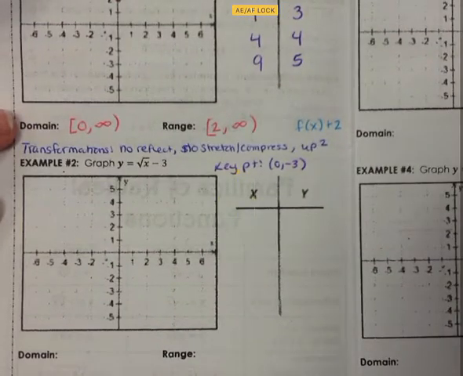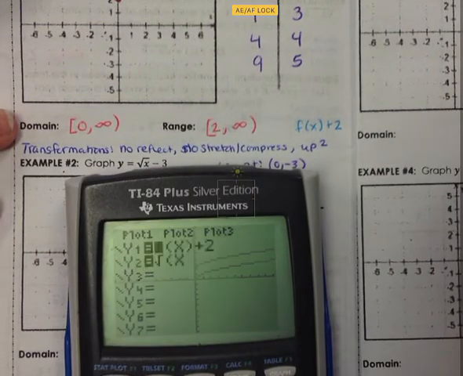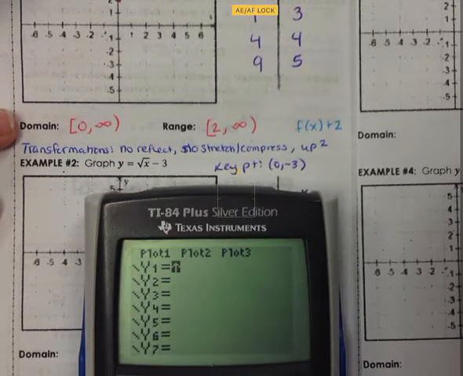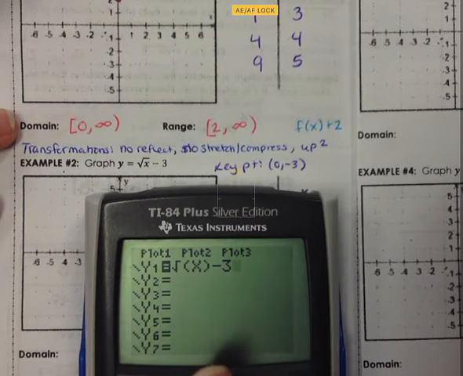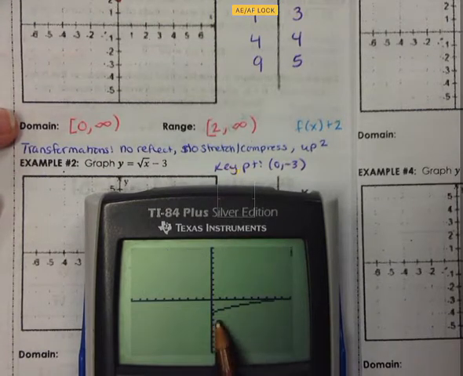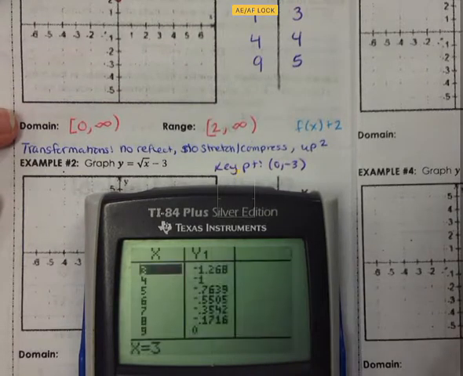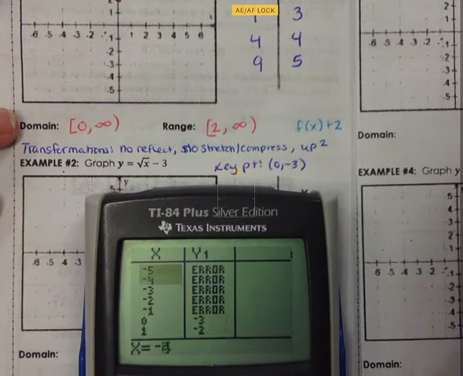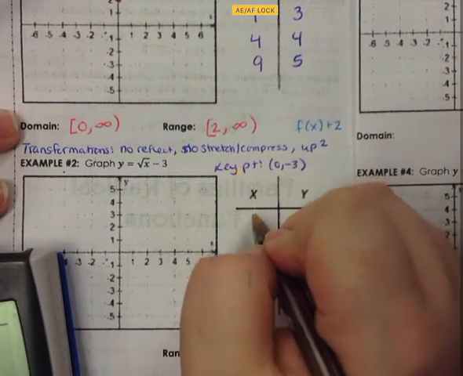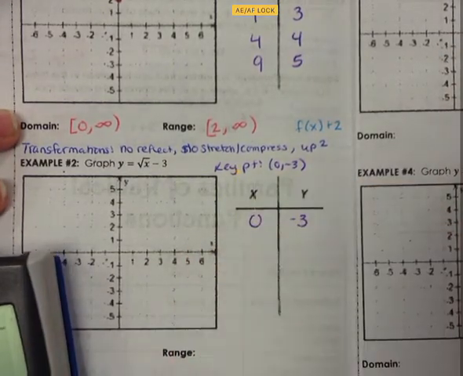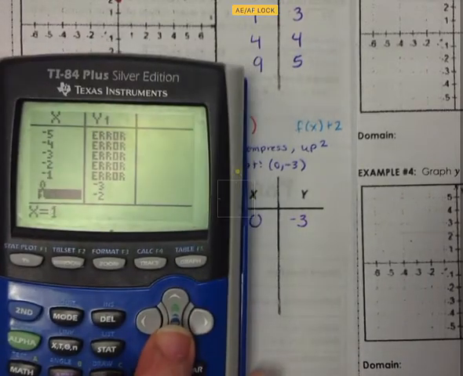So if we were to graph this one, if we go to y equals, and we graph the square root of x, close parentheses, minus 3, it looks like we're starting at 0 and then negative 3. So if we go to our table, 0, negative 3 is there, and then everything above that on the table is actually an error. So that makes sense because that would be our key point. That's our starting point. So we would start with 0, negative 3, and then we would do 1, negative 2.